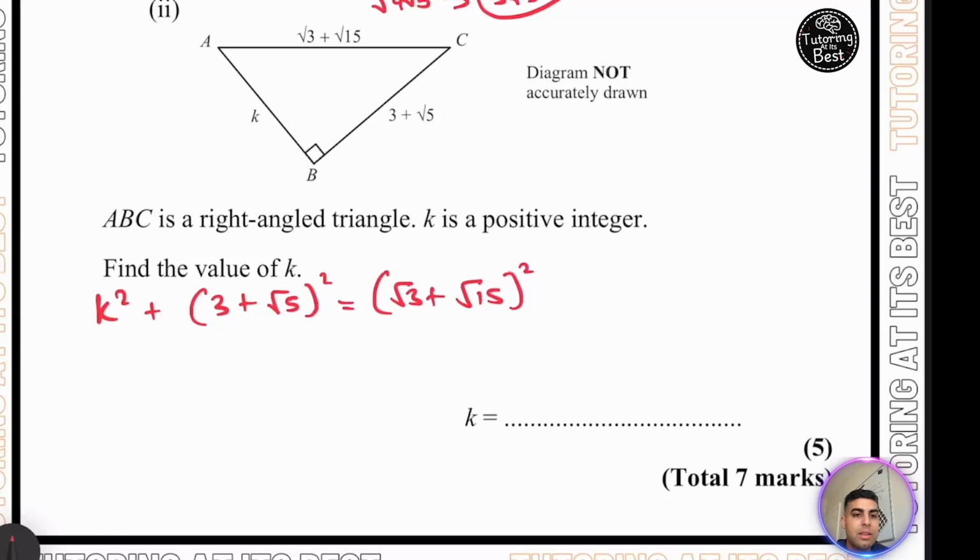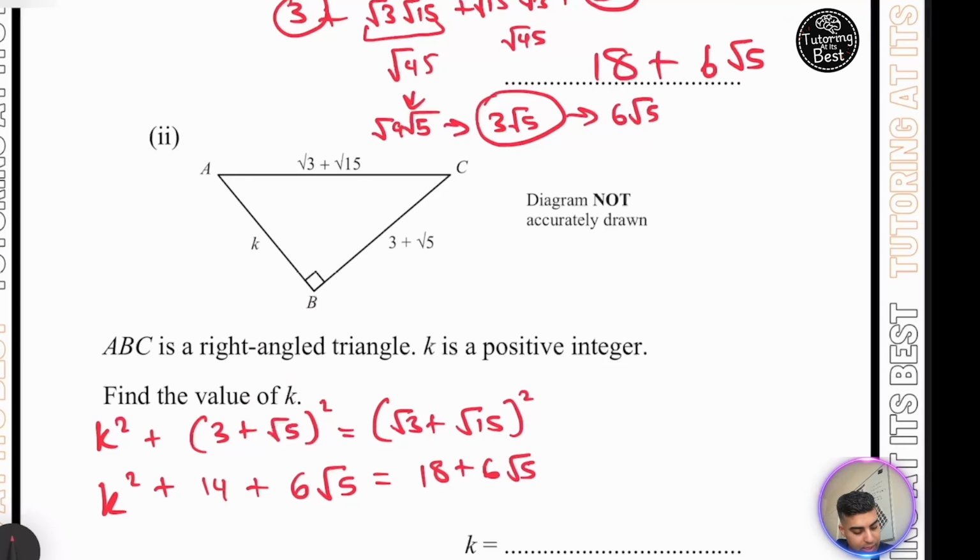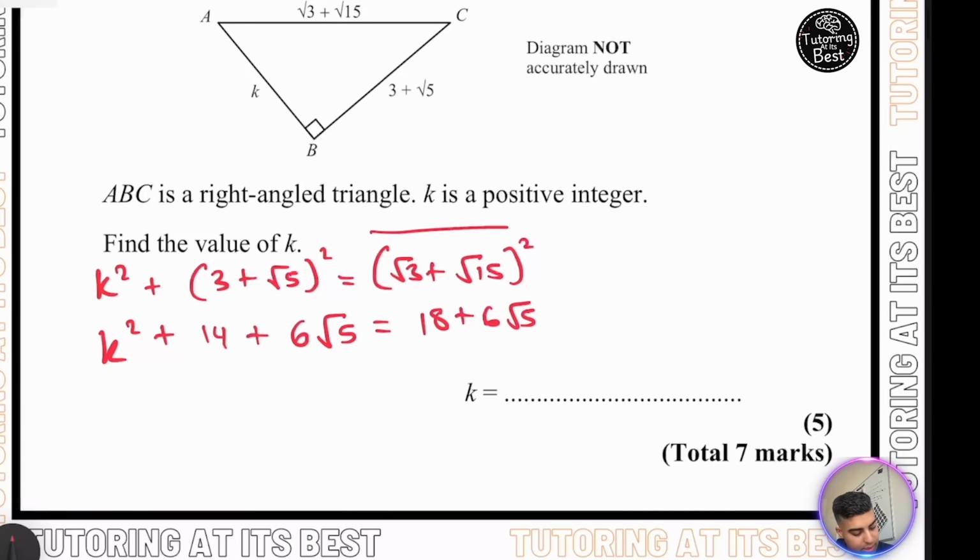Now, with that being said, we can use our answer to the previous question for this particular one. So we can have k squared plus 14 plus 6 root 5, and that will equal 18 plus 6 root 5. So it's essentially using the previous answer here for what we expanded. So it saves us some time. I've also gone ahead and expanded this to give me 14 plus 6 root 5.